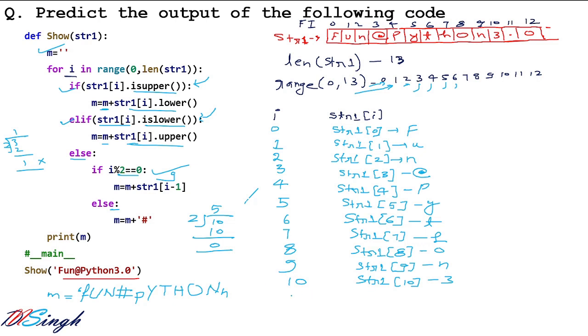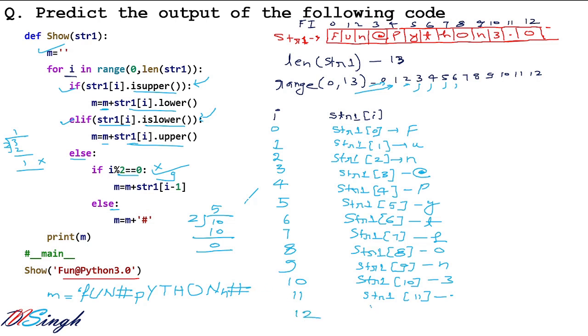After that again you will have index 11. At index 11, what will happen? At index 11 you will have str1 of 11. So what is the value? Dot. Dot will not match upper or lower case. Go to the else part, and 11 is an odd number, so this if will not be satisfied, it will go to the else part, and in the place of dot what will be written? Hash.